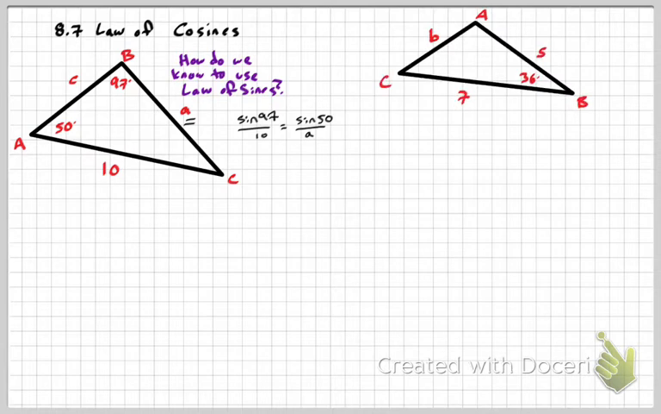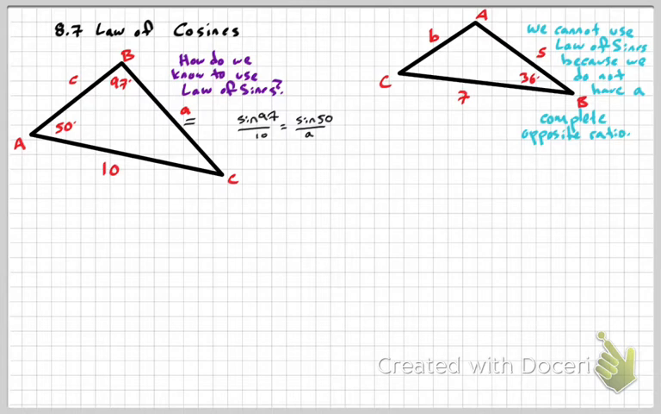But what if we get a problem like this one and we don't have a complete opposite ratio? I know angle B is 36. I don't know side B. I know sides a and c, but I don't know angle A or angle C. That is when we have to use the law of cosines.